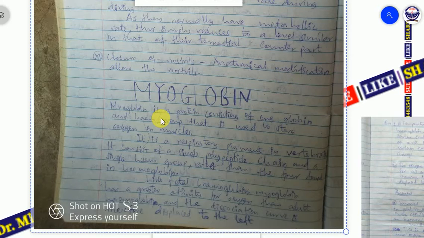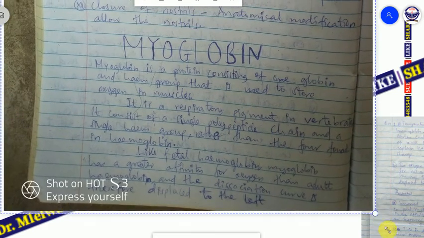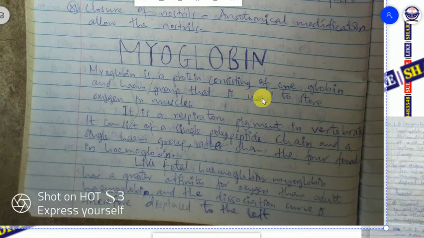So myoglobin is a protein consisting of one globin and a heme group that is used to store oxygen in the muscles. This protein is the one which causes the muscles to appear red. Kwa watu wanasemaga nyama nyekundu, but what we call nyama nyekundu is just myoglobin, which causes the meat to appear red.